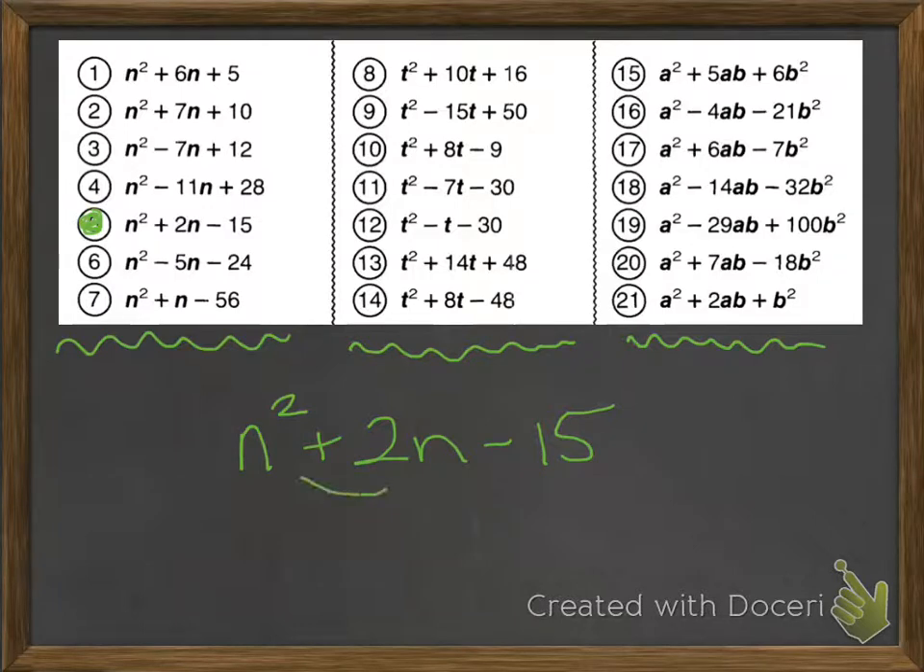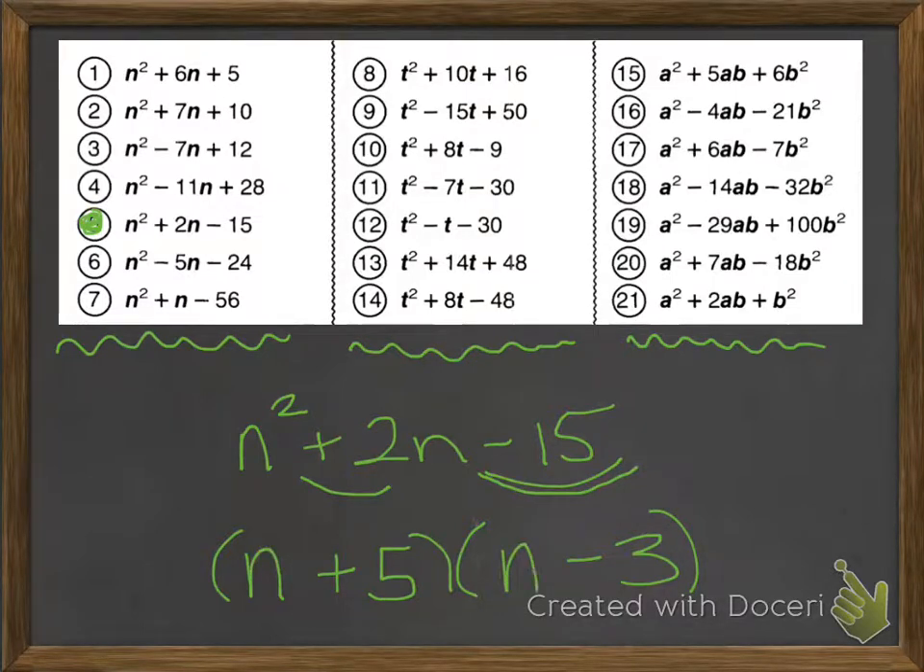Sum product. Sum product. I like to put my parentheses first. Then I'd like to put my numbers that give me the product of a negative 15. That's going to be, right off the top, I think of a 5 and a 3. Now, I need a positive 2. That means my 5 has to be positive, my 3 has to be negative, and then 5 times negative 3 gives me my negative 15 product. Don't forget the n's in the front. Can you believe it? That's the answer.